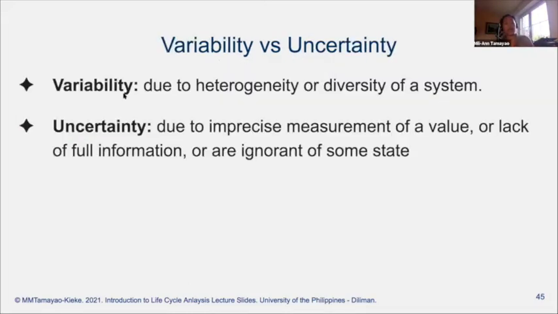And then you have the idea of variability and uncertainty. When we talk about variability, this is due to the heterogeneity or diversity of a system. So inherent siya doon sa system. Uncertainty naman is due to the imprecise measurement of a value or the lack of full information, or you are ignorant of the state of a particular system or a particular product. So those are sources of uncertainty. Okay? So naintindihan natin yung difference ng variability and uncertainty. Yeah?